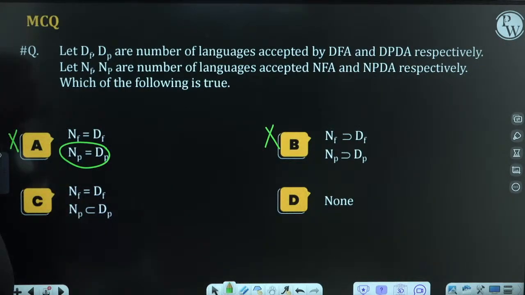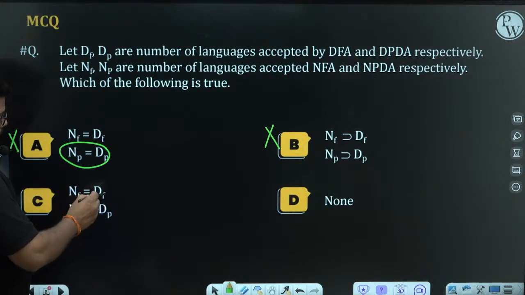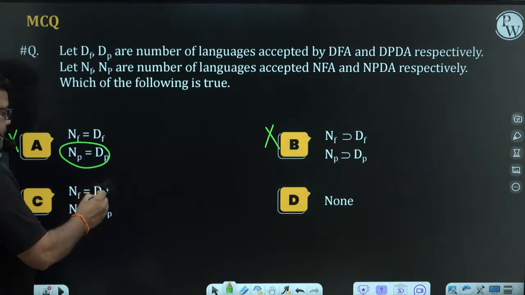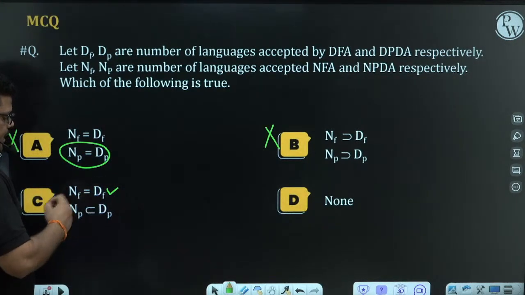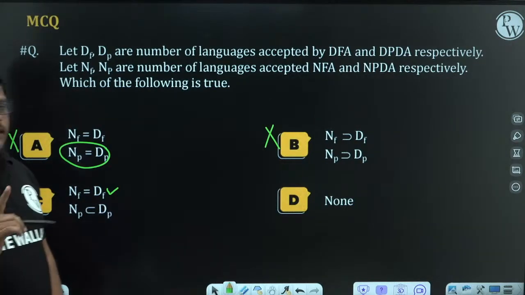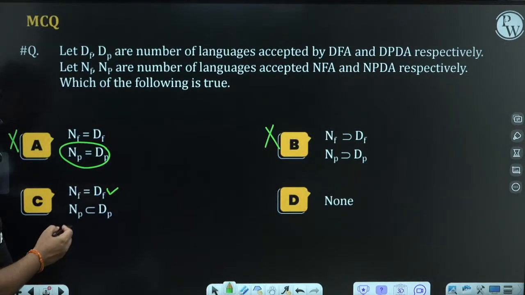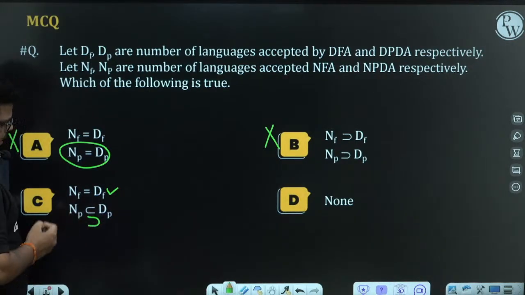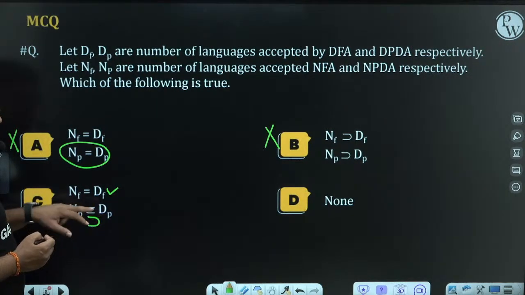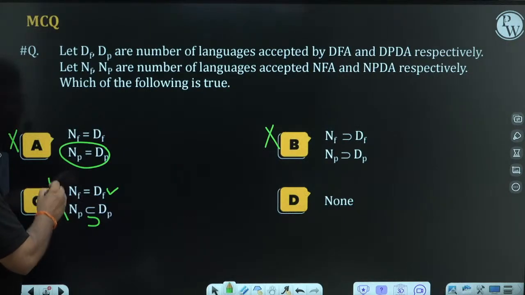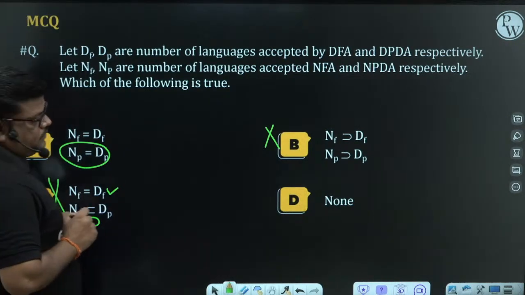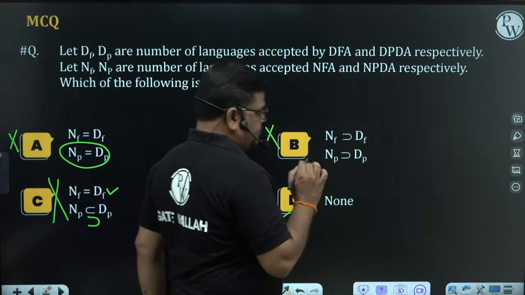Come to option C. Most of the students will try to give option C as the answer, but see this clearly. Finite automata case NF, NFA, DF, DFA, equal. But what about the push down automata case? Not equal. Which PDA is more? Non-deterministic push down automata is more. Actually, he has to give it like this, then it will be correct. But he is showing here deterministic push down automata more. So this is also wrong. So the answer for this will be none of these.